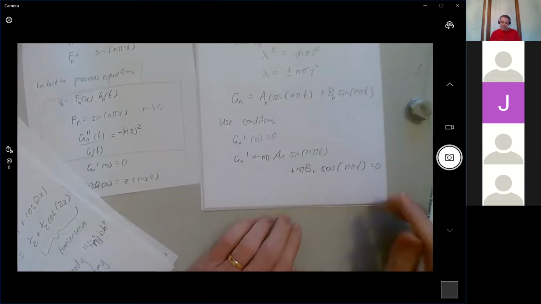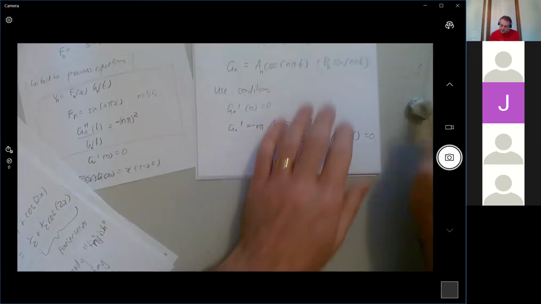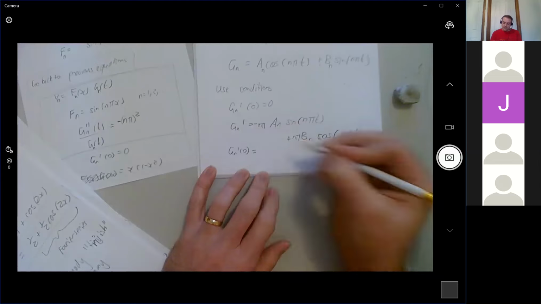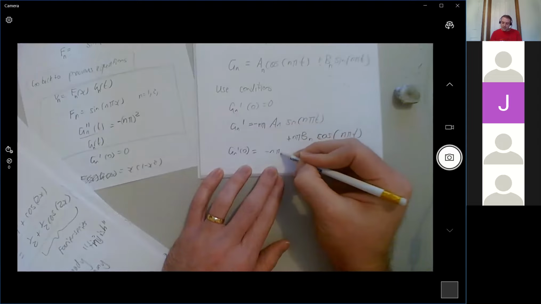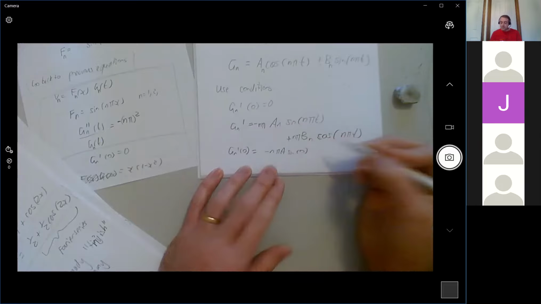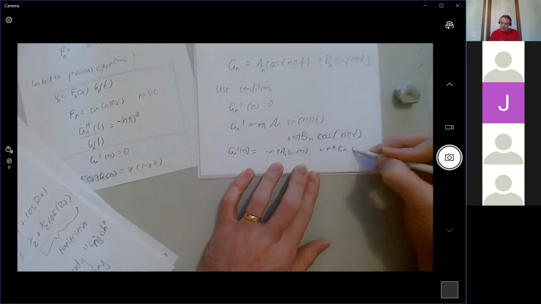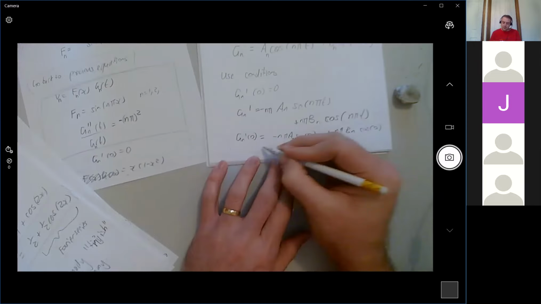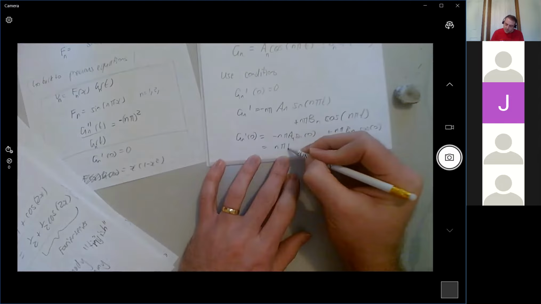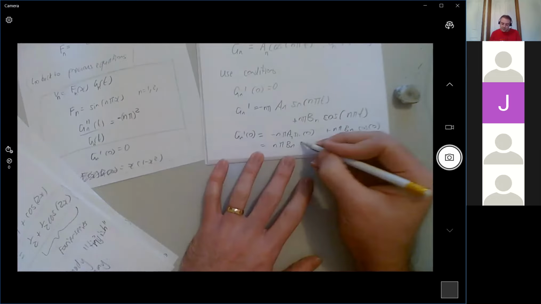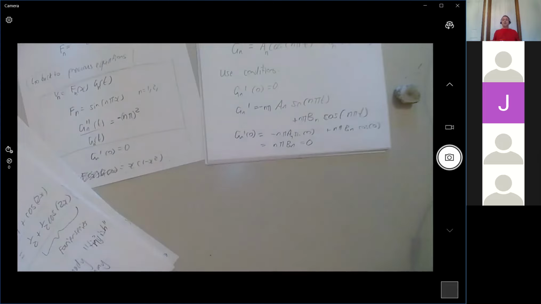And this is supposed to be 0 when t is 0. So Gn dashed of 0 is minus n pi a sine of 0 plus n pi bn cos of 0, which is n pi bn, because sine of 0 is 0 and cos of 0 is 1. And that's supposed to be 0, which means all the bn's are 0.